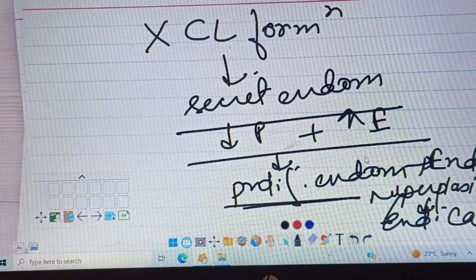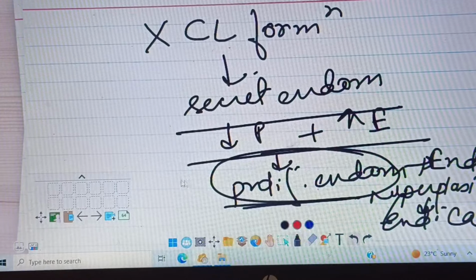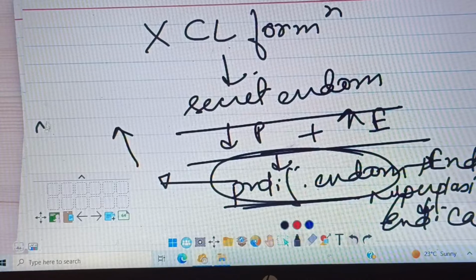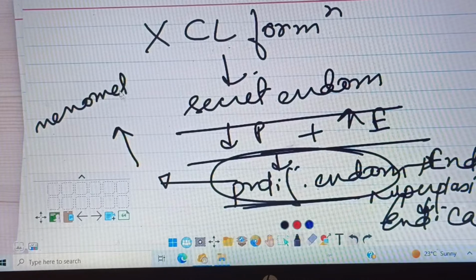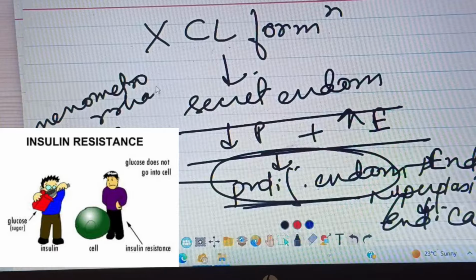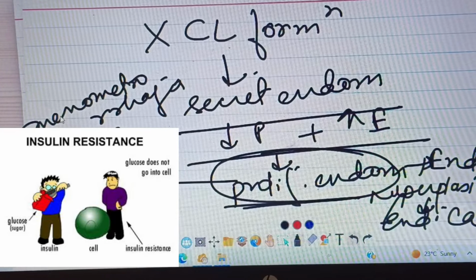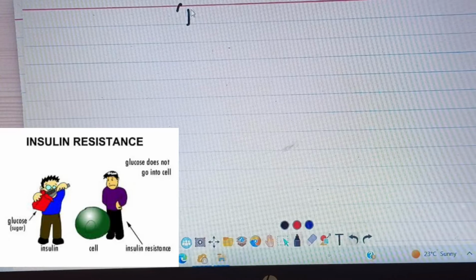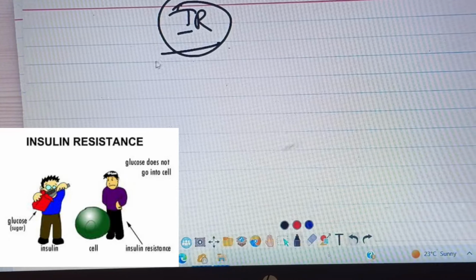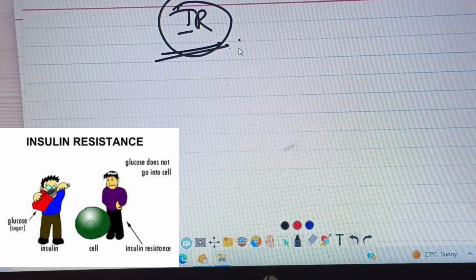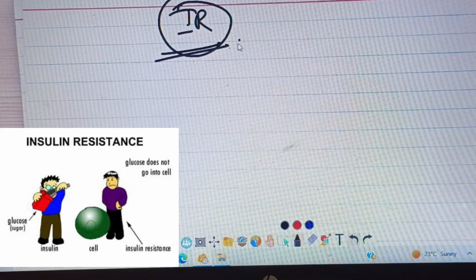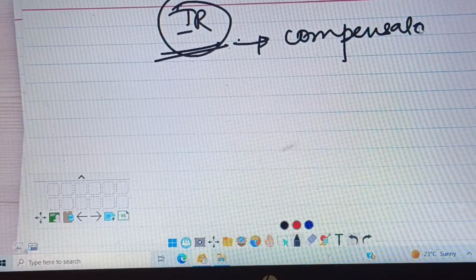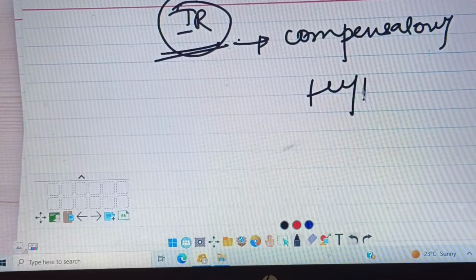Since there is estrogen, the endometrium is proliferative, very thick, and unopposed by progesterone, it can lead to what? There can be menometrorrhagia. Next thing, now what is this insulin resistance? Insulin resistance means what? That is, insulin is not able to function, leading to what? Leading to compensatory hyperinsulinemia.